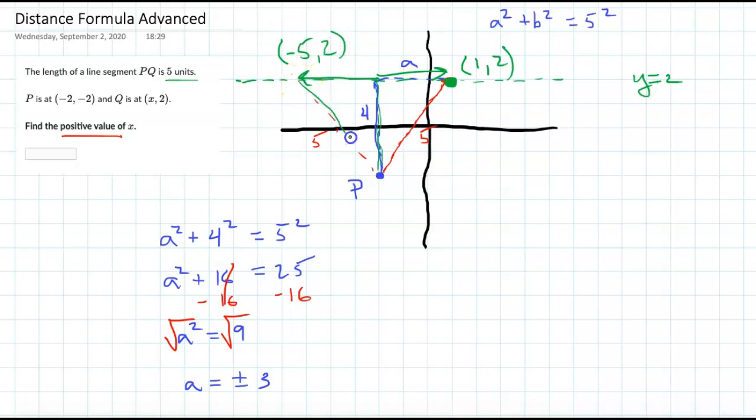Both of those lines are 5 units long, but we were asked for the positive value of x, which is going to be this solution here. So the positive value for x is this 1 right here, and that is our answer.